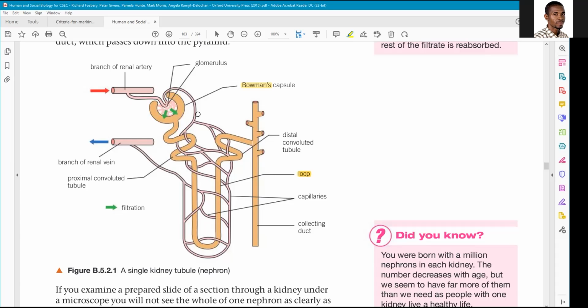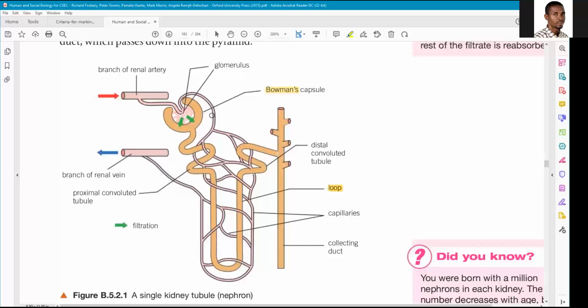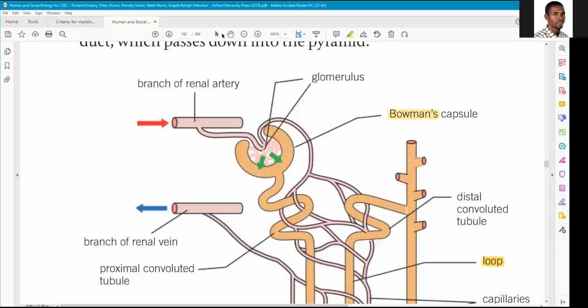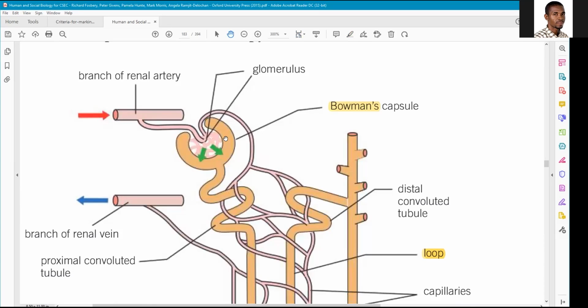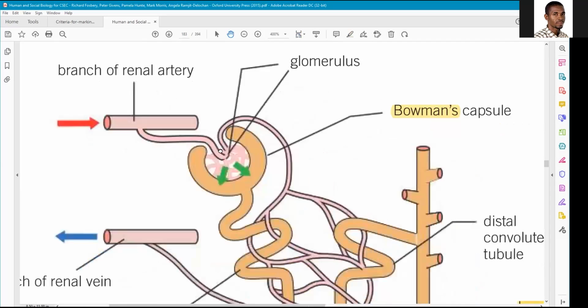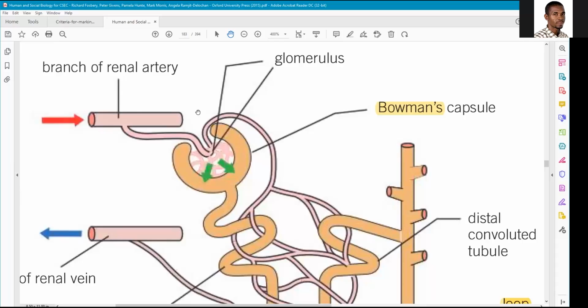You see how the arrows are going? So that should be clear for you. You have a larger tube going in here, the artery, and you have a small one coming out, so that the substances move over from the glomerulus into the Bowman's capsule.